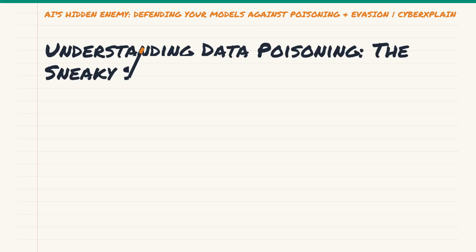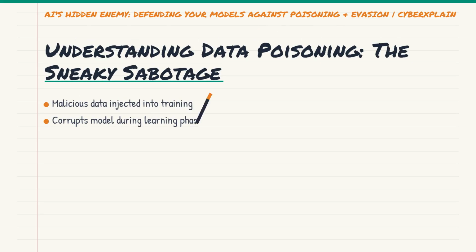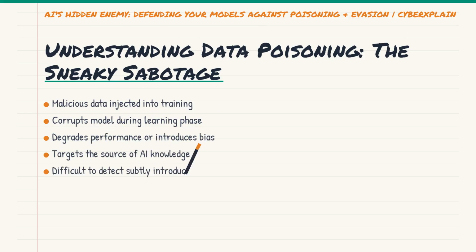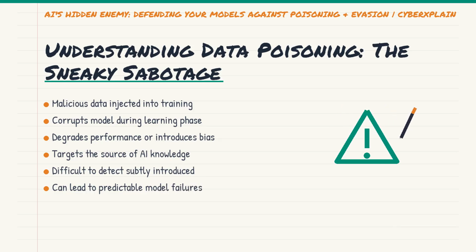Alright, let's start with data poisoning. This is like a saboteur sneaking bad ingredients into your favorite recipe while you're not looking. In AI terms, it's when an attacker injects malicious, carefully crafted data into your training dataset. The goal? To corrupt your model during its learning phase, making it perform poorly or behave in a specific, attacker-desired way once deployed. Imagine a model learning to identify cats, but someone feeds it thousands of dog pictures labeled as cats. Eventually, it might struggle with real cats. It's an upstream attack, targeting the source of knowledge itself.